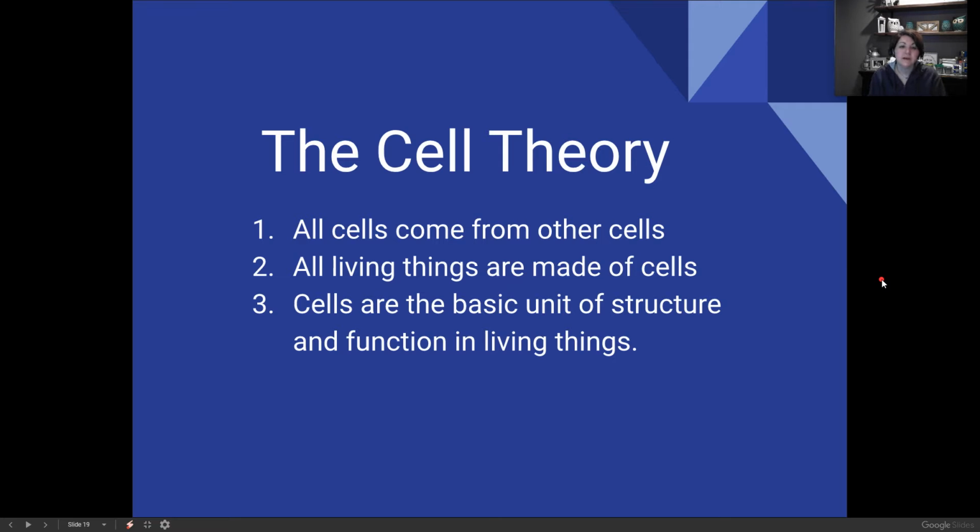So again, the cell theory: all cells come from other cells. All living things are made of cells. Cells are the basic unit of structure and function in living things. So these three things comprise the cell theory.